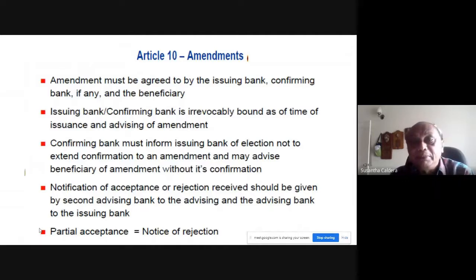An amendment must be agreed to by the issuing bank, confirming bank, if any, and the beneficiary. Those are the parties to an LC. So originally, these three parties have agreed to advise the LC. But for an amendment, not necessarily the issuing bank alone has to issue the amendment.